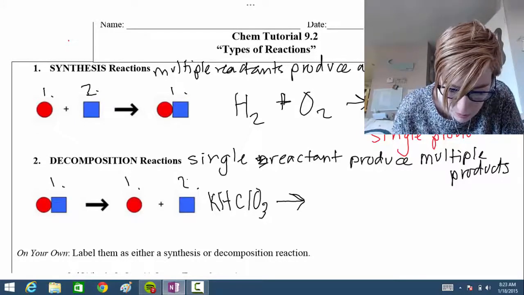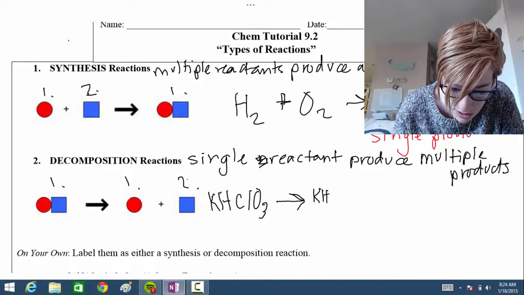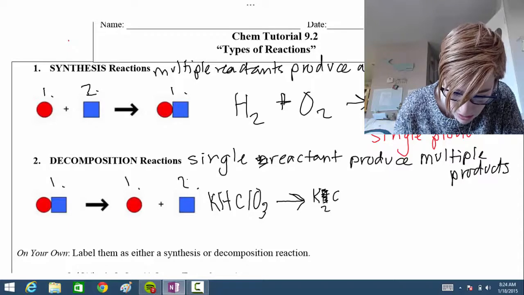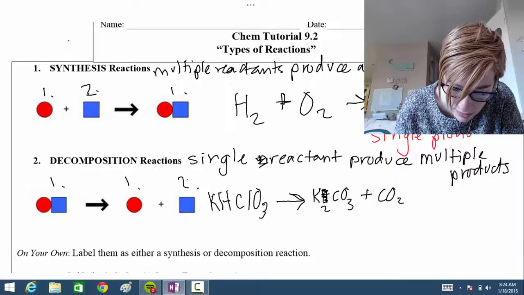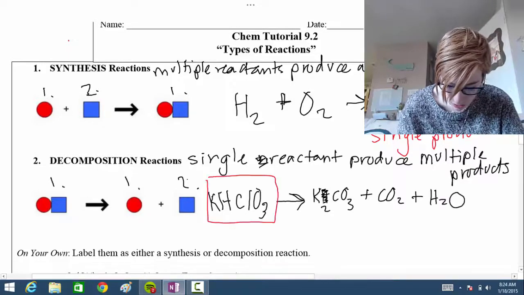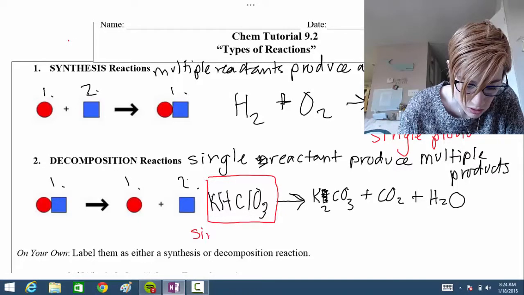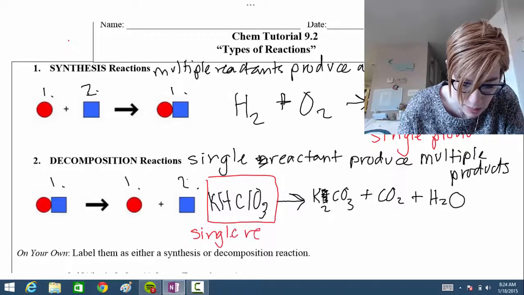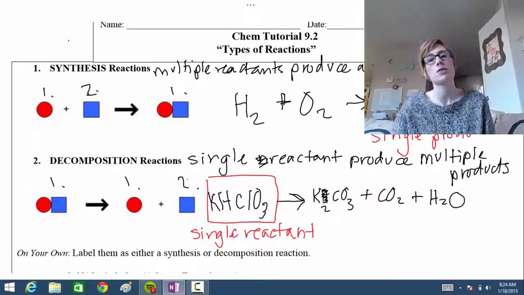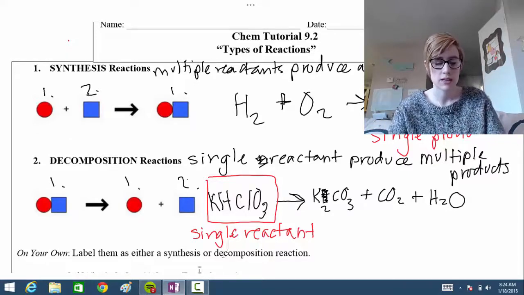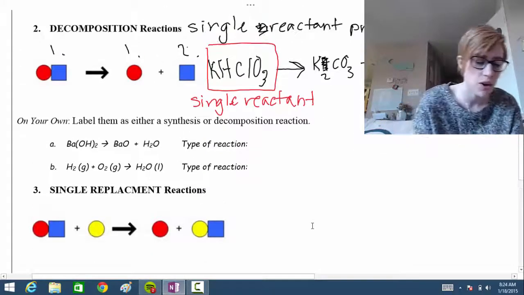Potassium bicarbonate decomposes into just potassium, JK. It decomposes into potassium carbonate, carbon dioxide, and water. So how do you know if it's a decomposition reaction? It's if you have a single reactant. It's the absolute opposite of synthesis. So single reactant is decomp because you're breaking it down, and then synthesis is a single product because you're making something new.